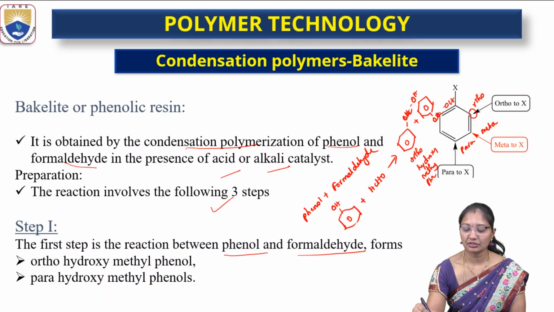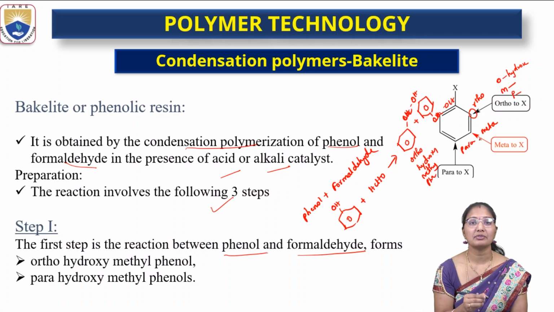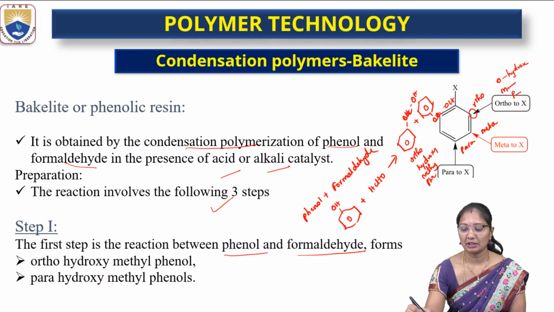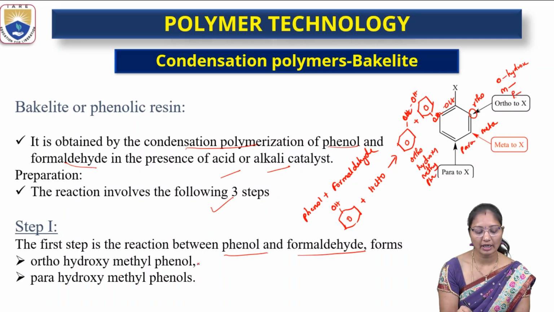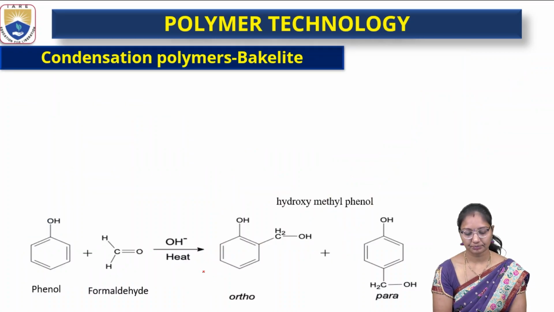If in the benzene structure the attachment is on this side, then it is called ortho and we represent it as O. If it is meta, we represent it as M, and if it is para, we represent it with P. So based on the position of the attachment, we represent a structure with different names: ortho, meta and para. The compounds formed here are ortho-hydroxymethylphenols and para-hydroxymethylphenols.